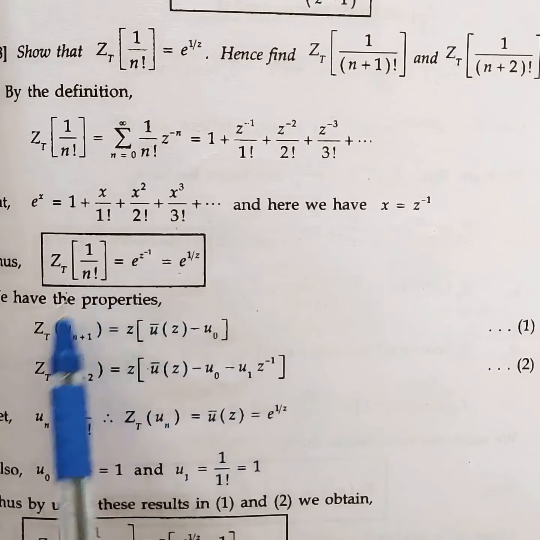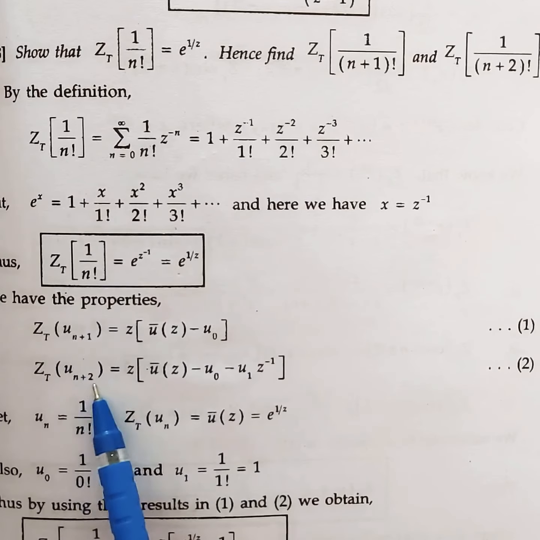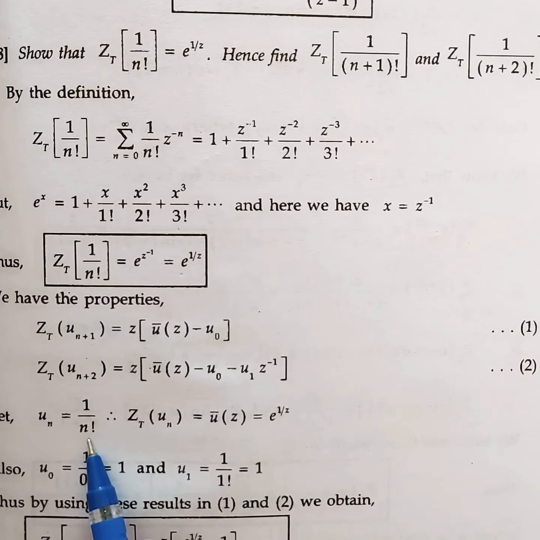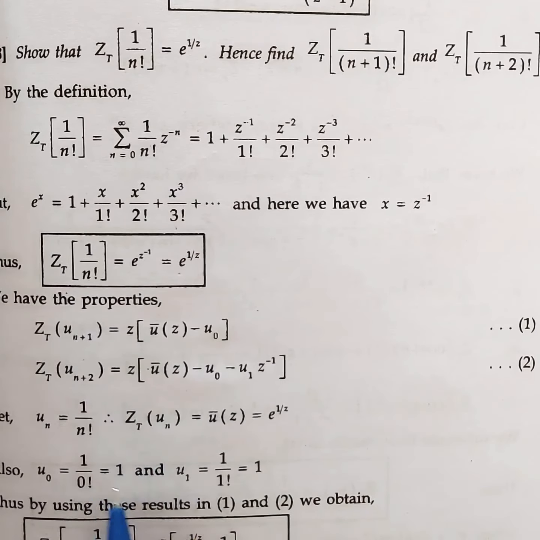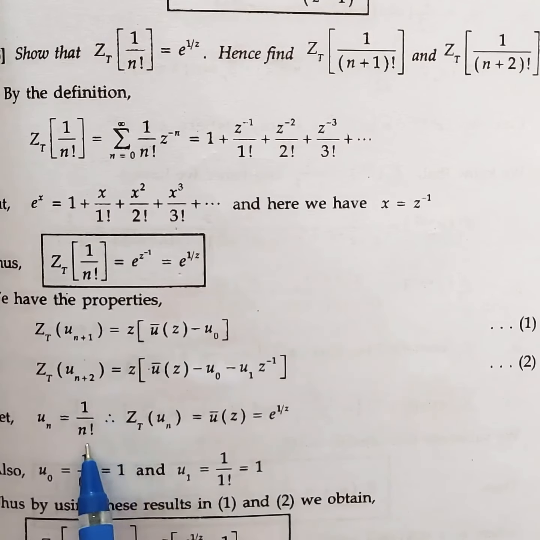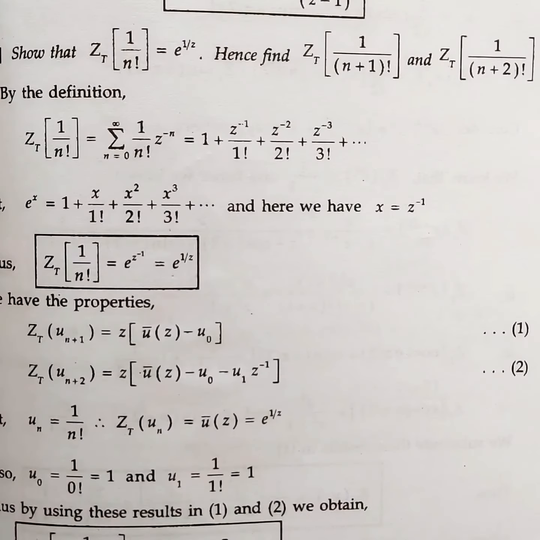So this is the formula for this particular case, that is un plus 1 and un plus 2. Here un is 1 by n factorial. What is u naught? First we will calculate u naught and then substitute. 1 by 0 factorial, that is 1. What is u1? 1 by 1 factorial, that is 1. Now you know what u naught is and what u1 is, you just have to substitute here.